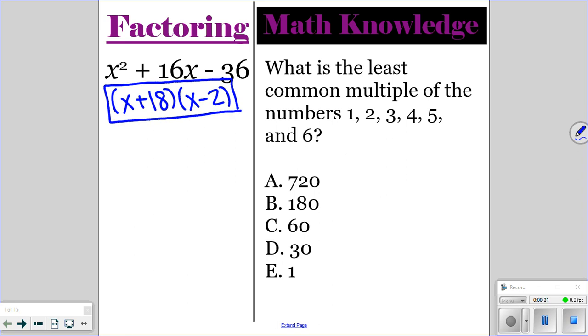For the math knowledge question, we're looking for the least common multiple, and that's going to be the smallest integer that can be divided by 1, 2, 3, 4, 5, and 6. So we start with the bottom one. 1 can't be divided by all of those. 30 can be divided by 1, 2, 3. It cannot be divided by 4. Okay, 60 can be divided by 1, 2, 3, 4, 5, and 6. So that would be your least common multiple. You always want to start with the smallest number.